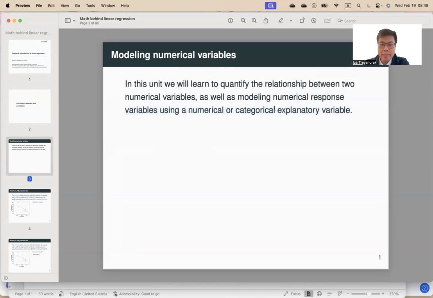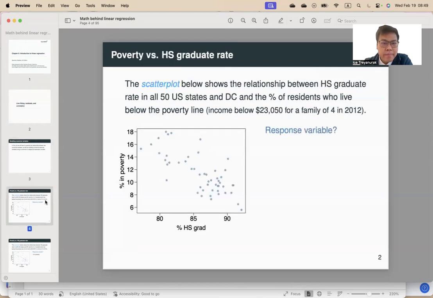In statistics vocabulary, we call them explanatory variables and response variables. The independent being explanatory and dependent being response. So here's an example of poverty versus high school graduation rate. And this is American data. You have x-axis, high school graduation rate in percentages, and poverty in percentages on the y-axis.